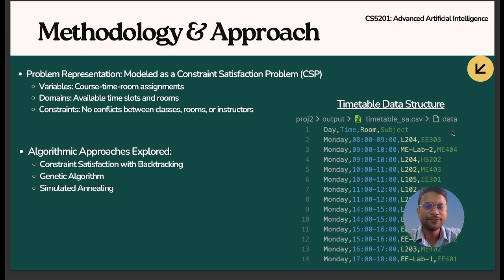Our timetable is represented as a nested dictionary structure, which can be like timetable, day, then time slot, and then room. And then that will be the subject. For example, here we can see that the day is Monday, the time is 8 a.m. to 9 a.m. The room is L204 and the subject is EE303.